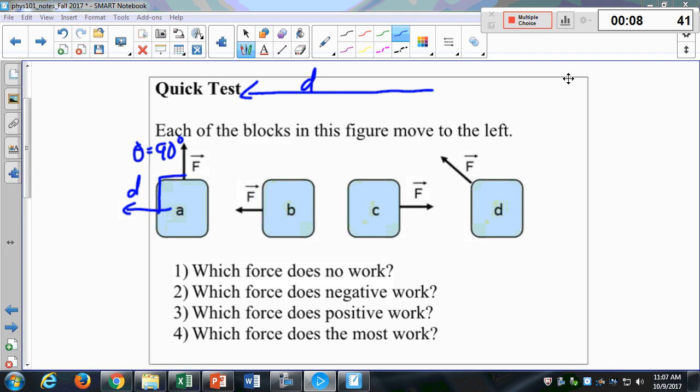We know it's not A, right? We've already said it's 0, so it's either B, C, or D. Which force does negative work? Now think about how the force and the displacement have to be oriented towards one another in order to do negative work.